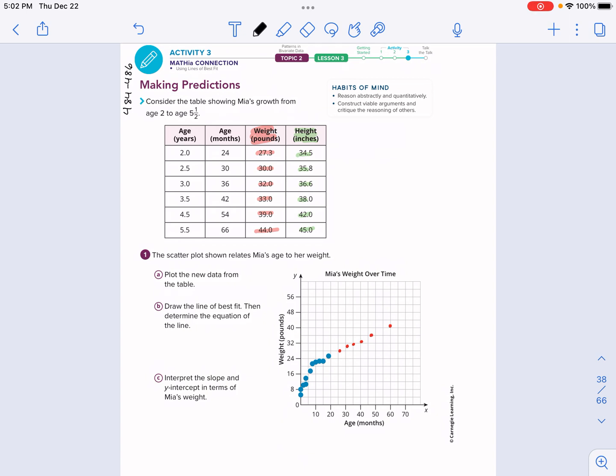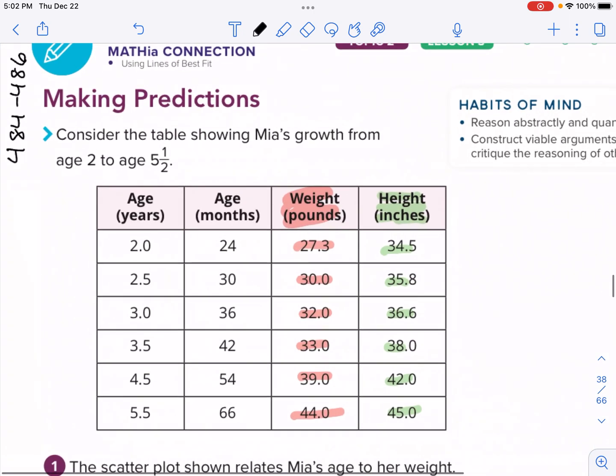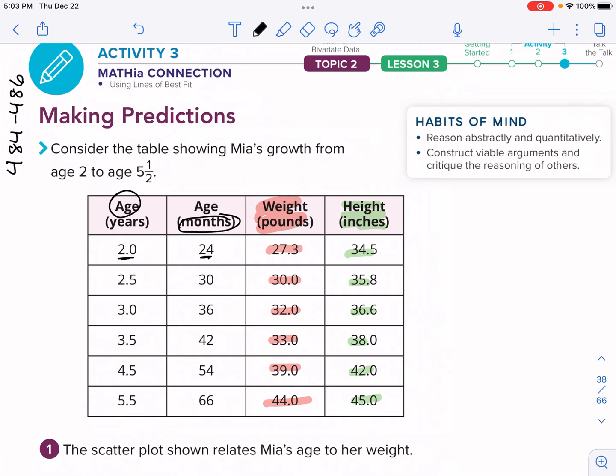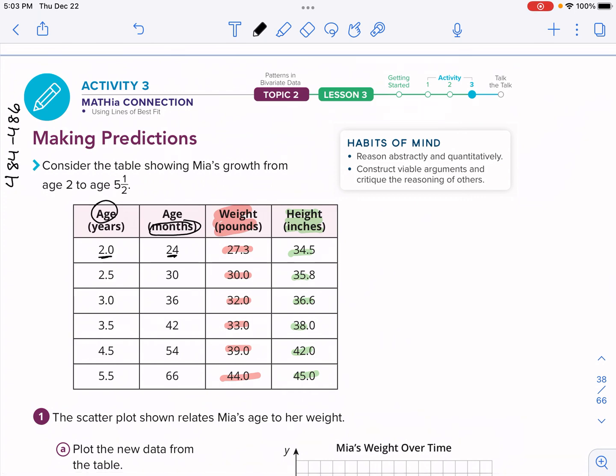What we have here is we've been working on graphing points on a scatter plot, for this person Mia, her weight and height for when she was younger. But we have this new information. This is now showing Mia's growth from age 2 to 5.5. So we have the age here, but we also have the age in months, which is what we've been looking for here. So 2 years old is 24 months in age. And then we also have her weight and height in that time. Now that we have more information, can we create a new line of best fit and use that information?